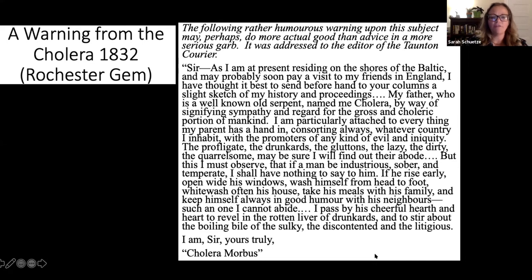I am particularly attached to everything my parent has a hand in, consorting always, whatever country I inhabit, with the promoters of any kind of evil and iniquity. The profligate, the drunkards, the gluttons, the lazy, the dirty, the quarrelsome, may be sure I will find out their abode. But this I must observe, that if a man be industrious, sober, and temperate, I shall have nothing to say to him. If he rise early, open the windows, wash himself from head to foot, whitewash often his house, take his meals with his family, and give himself always in good humor with his neighbors, such an one I cannot abide. I pass by his cheerful hearth and heart to revel in the rotten liver of drunkards and to stir about the boiling bile of the sulky, the discontented, and the litigious. I am, sir, yours truly, Cholera morbus."